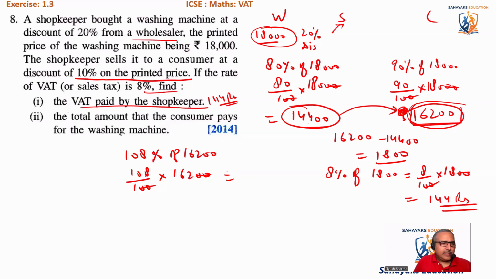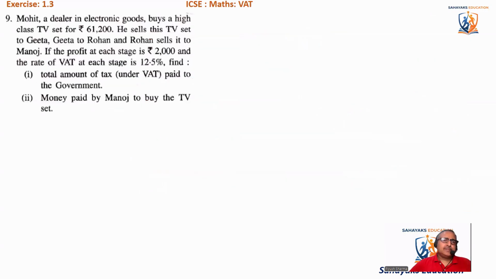Let's quickly find this out. 162 into 108. This value comes out to be 17,496 rupees. So this is the amount which the customer has to pay for this product. So 16200 is the price of the product, plus he has to pay VAT on it, 8% VAT. So the value comes out to be 17,496 rupees. Okay, let's come to the next question.